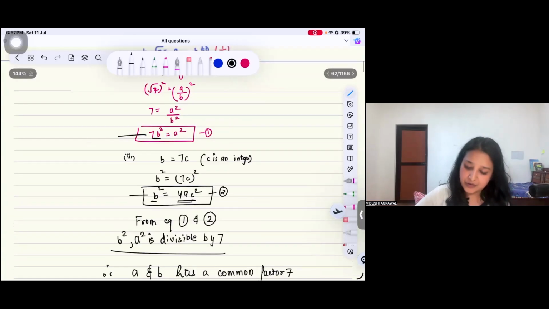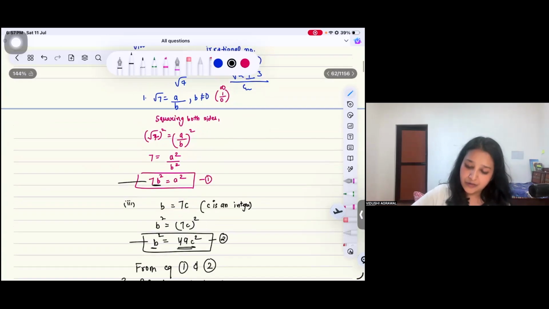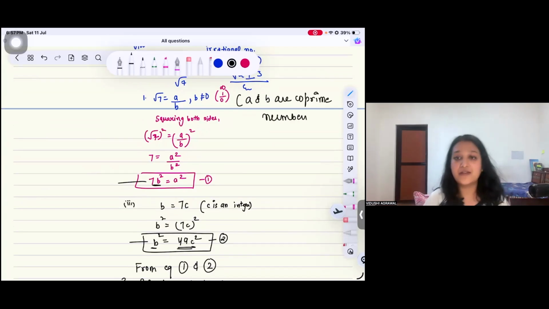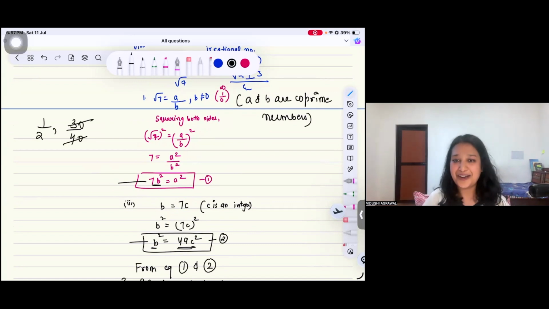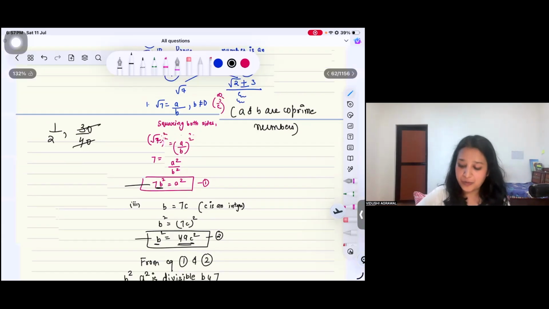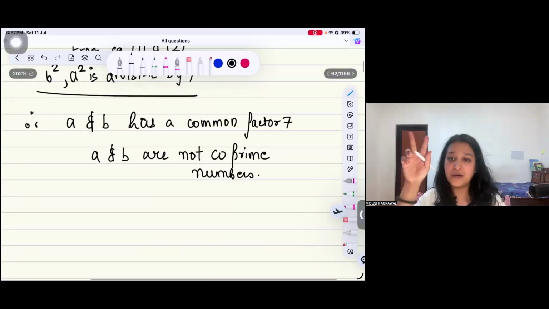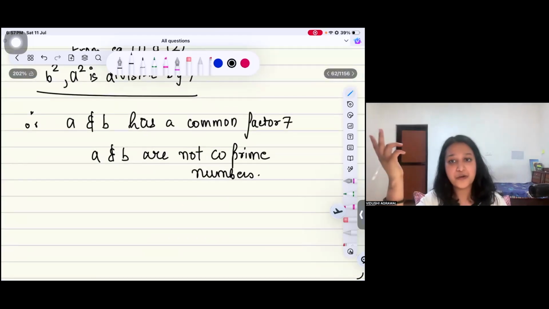Make an assumption here also, where you have assumed a upon b, where b is not equal to 0, right? A and b are co-primes. What is the meaning of co-prime numbers? Numbers which cannot be divided further, like 1 upon 2, 3 upon 4. If I write 30 and 40, it can be divisible, so these are not co-primes. Since both the numbers have common factor 7, these are not co-primes.